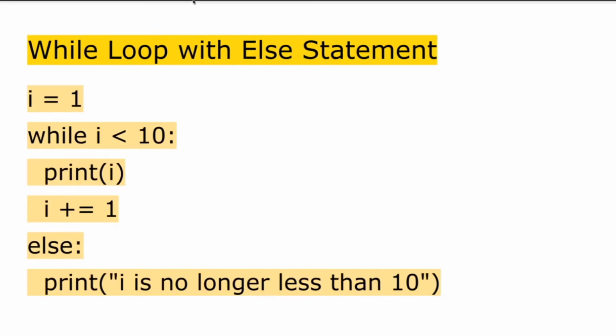Okay. While loop with else statements. So we can combine a while loop and an else statement, which is pretty interesting. I is equal to 1, while I is less than or equal to 10. No, I is just less than 10. Print I. Keep on printing, printing, printing. Else print I is no longer less than 10.